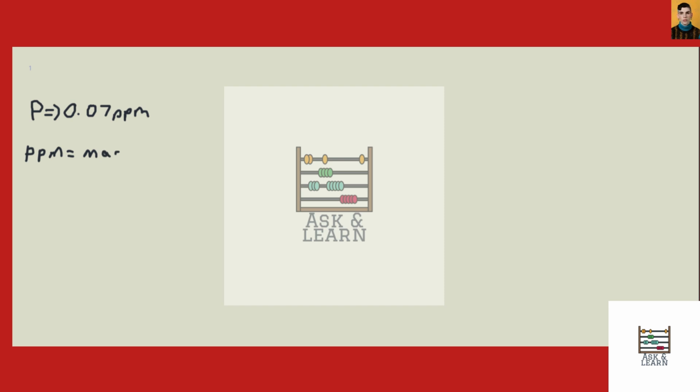So remember what our ppm formula is. ppm is equal to mass of solute, or let me just write this as grams solute per gram solution, times 10 to the 6.